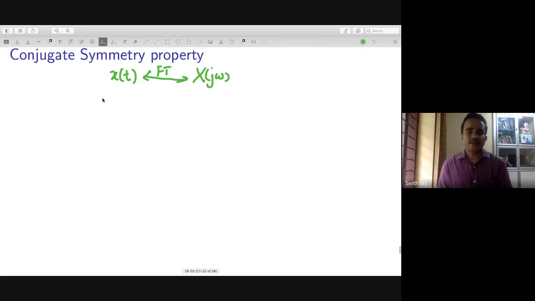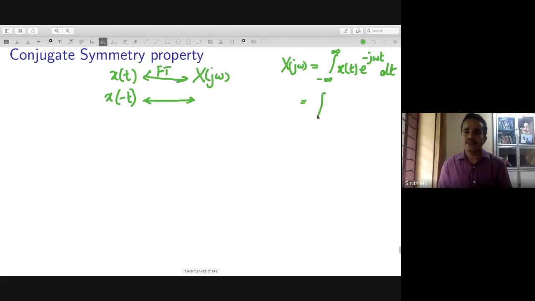Now, what will be the Fourier transform of x of minus t? By applying the equation, the integral from minus infinity to infinity of x of t e raised to minus j omega t, if you replace t with minus t, it is going to be X of minus j omega. This is what X of j omega is. So if you want to find the Fourier transform of x of minus t, replace t with minus t: the integral from minus infinity to infinity of x of minus t e raised to minus j omega t. This is what we want to find.